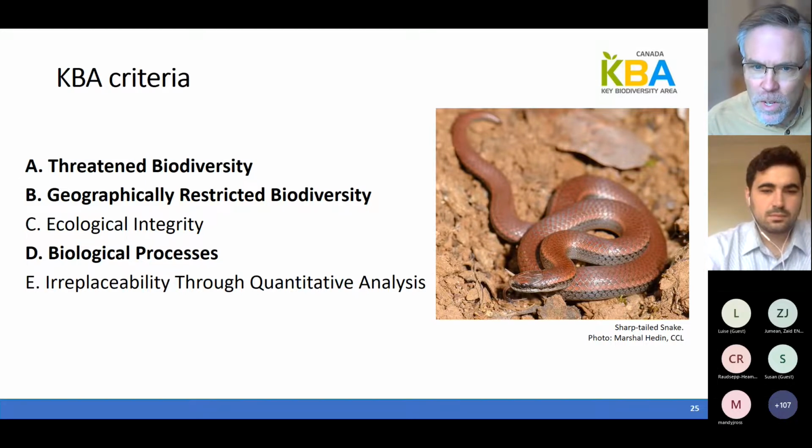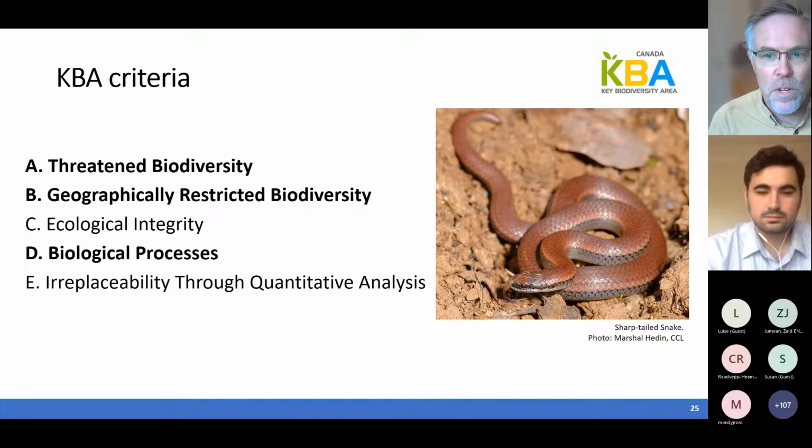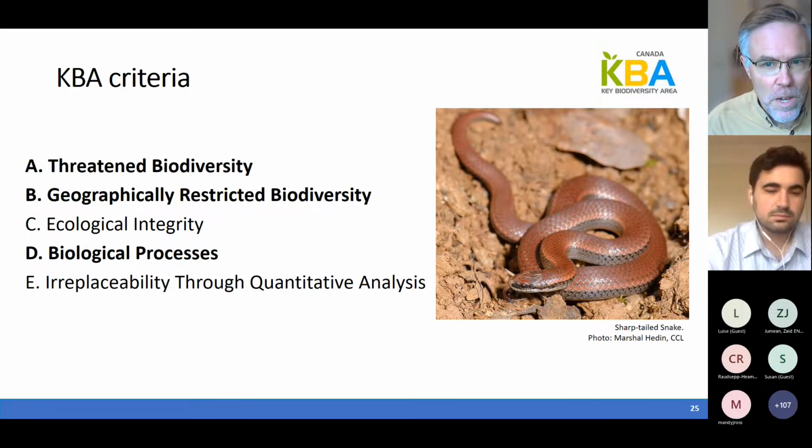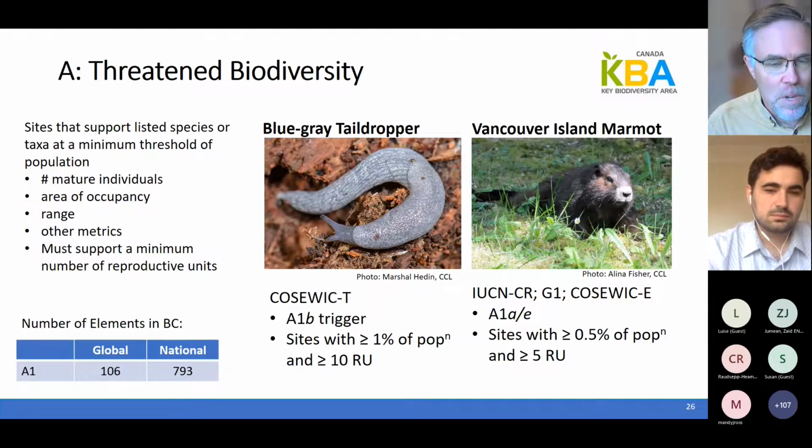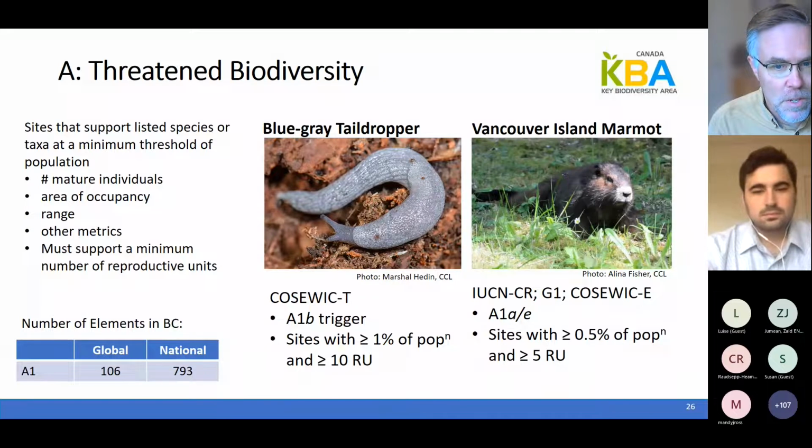For criterion A, sites that support minimum thresholds of population size for listed species or taxa. Remember that global KBAs go to the species level, national ones can take that to an infraspecies or subspecies level. This can be inferred through a number of individuals, area of occupancy, range, and a number of other metrics. They must also be documented to support a minimum number of reproductive units within the last decade. So in BC, we've identified 106 species as potential global triggers, while 793 taxa using infraspecies have been identified.